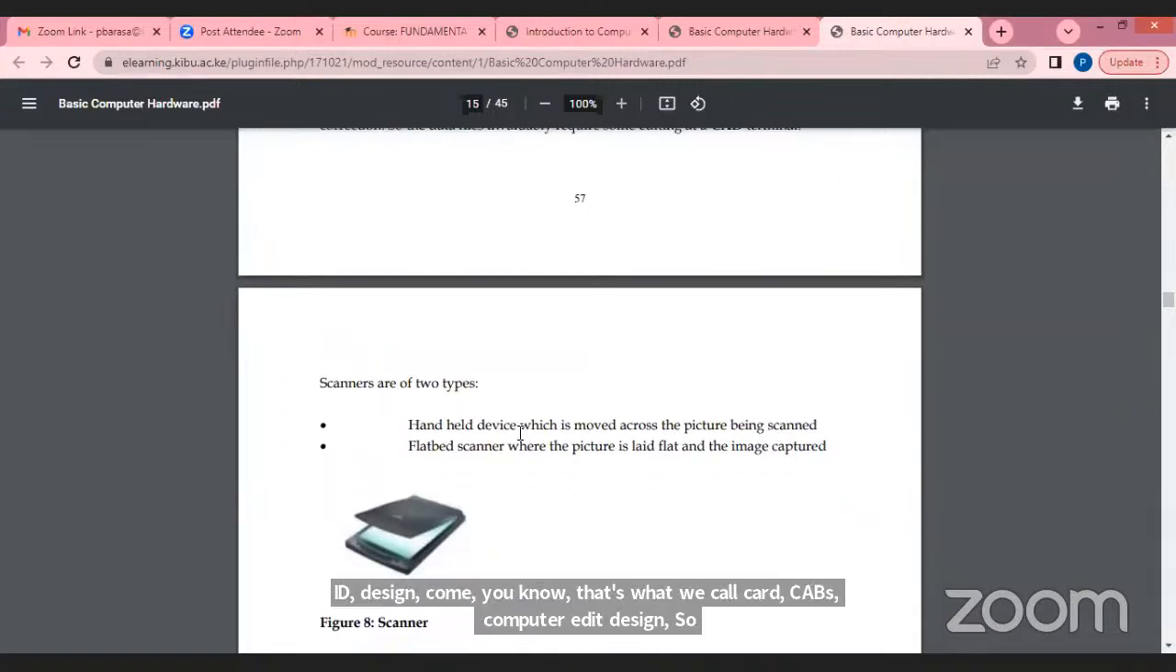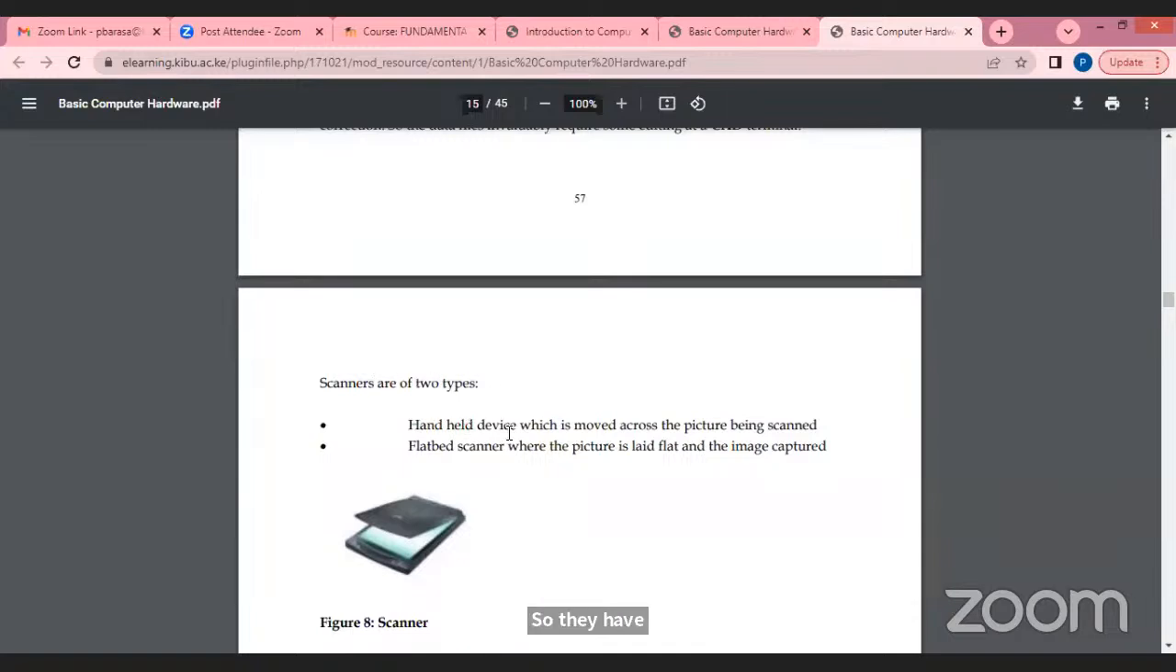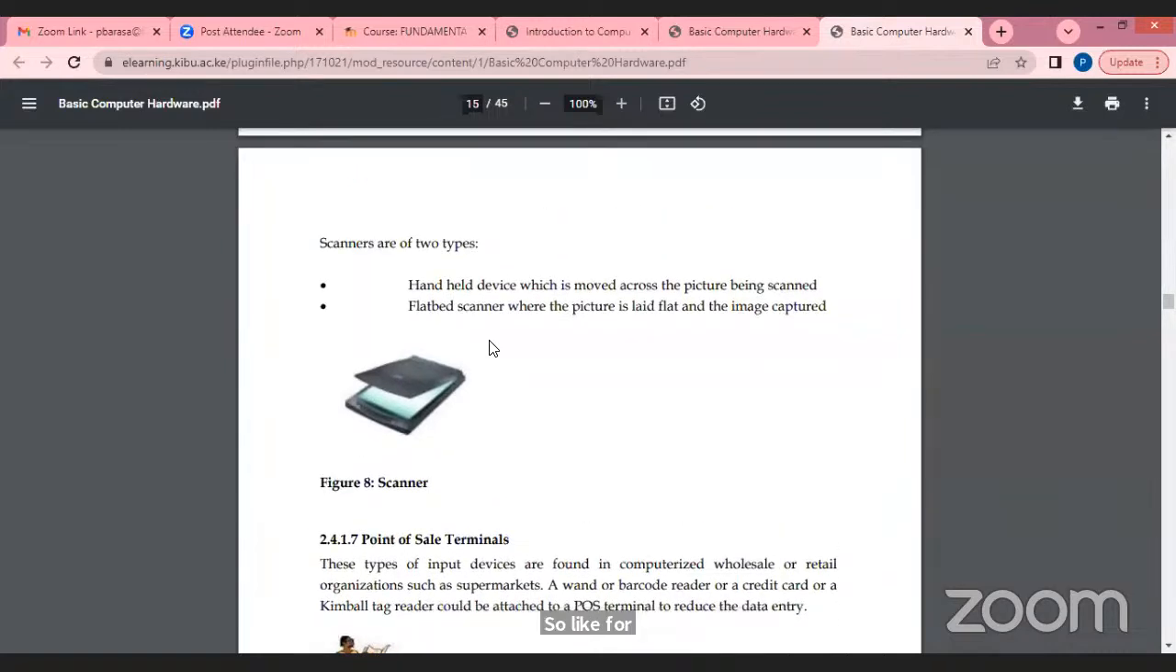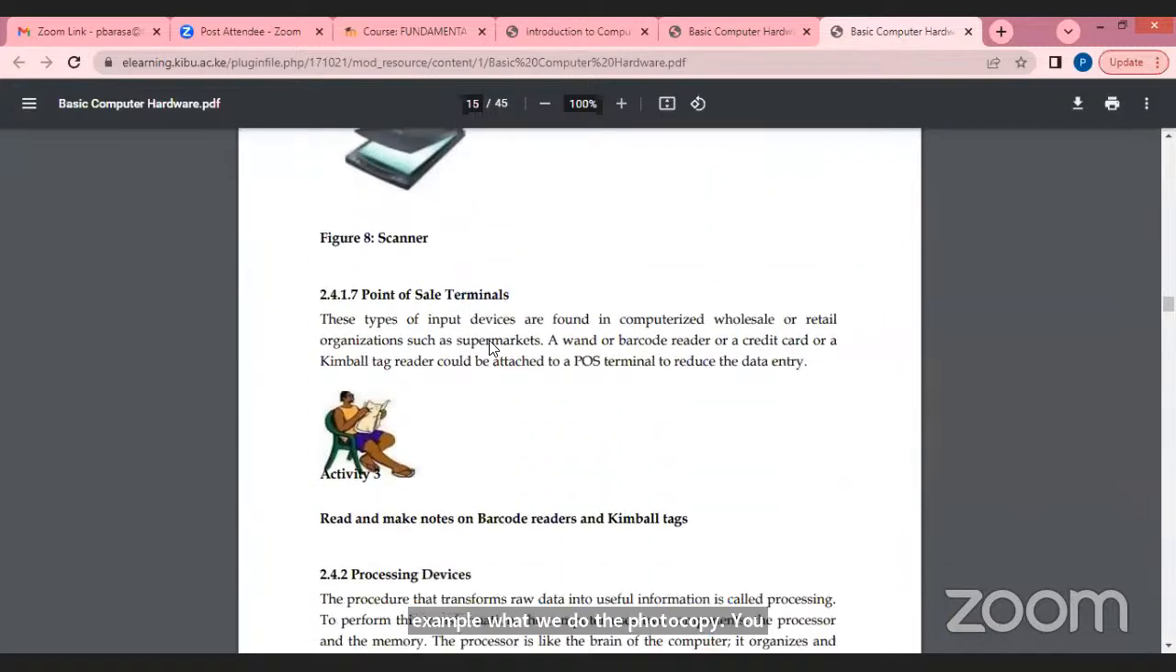There are two types of scanners. The handheld device, which is moved across the picture being scanned, and the flatbed scanner, where the picture is laid flat and the image is captured. Like for example, what we do in photocopying, you scan. Some photocopiers have that scan ability, some don't. But that's the scanner. Then a point of sale system.